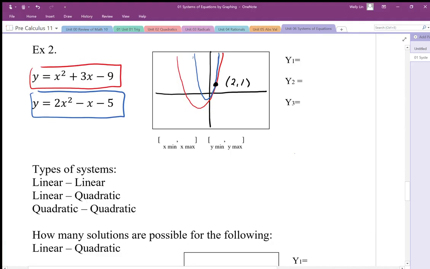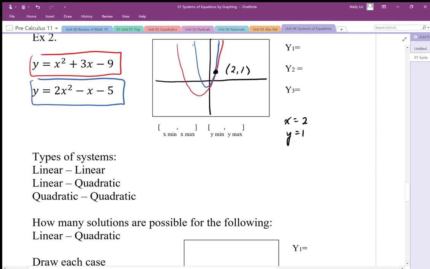So our intersection looks like this. Now, our solution for this then is x equals 2, y equals 1. Now, we should mention a few things about this because this is a quadratic. It's really hard to tell visually that there's only one solution because that's a tangent. So we have to think of what types of solutions we should be looking for when we have different combinations of systems.